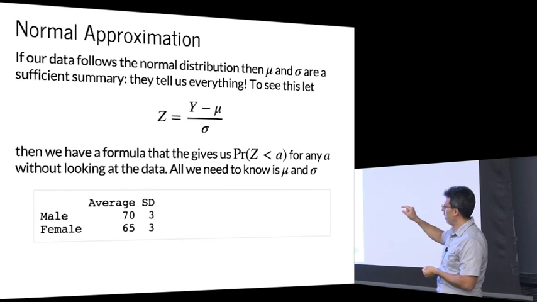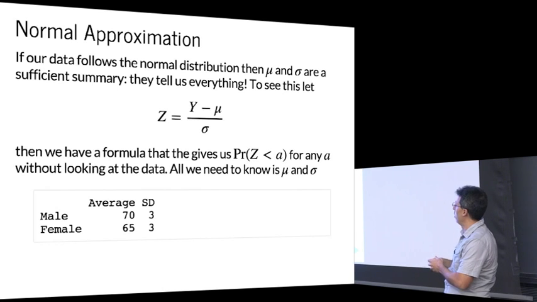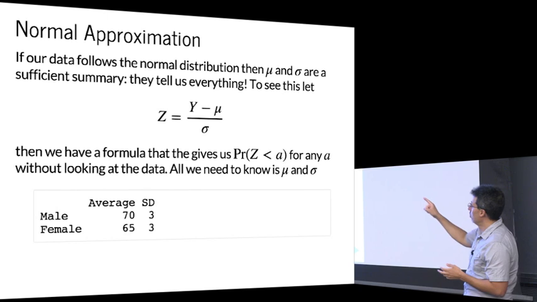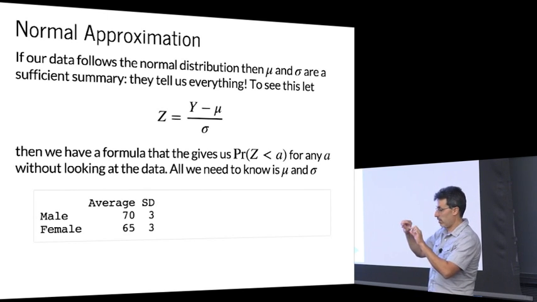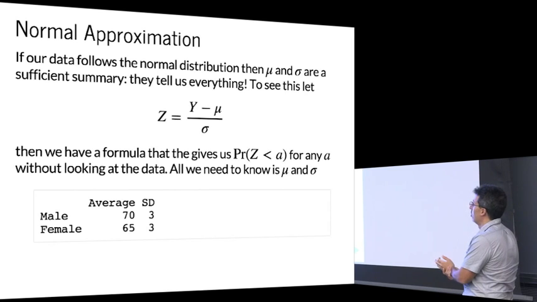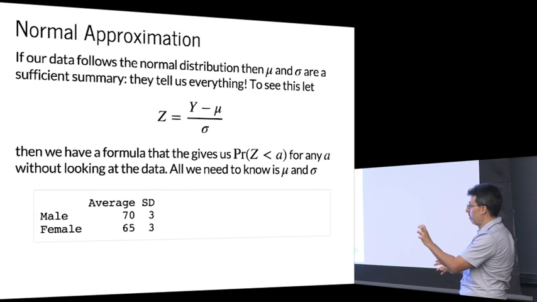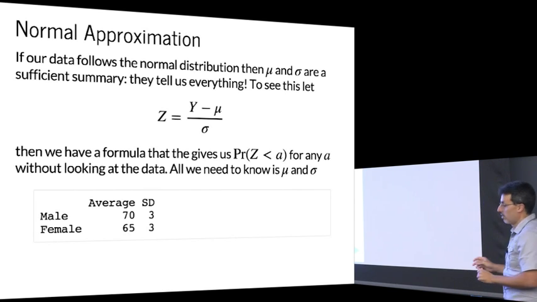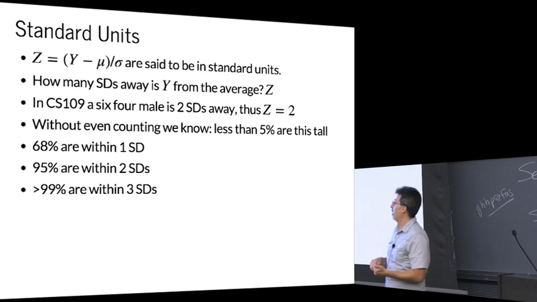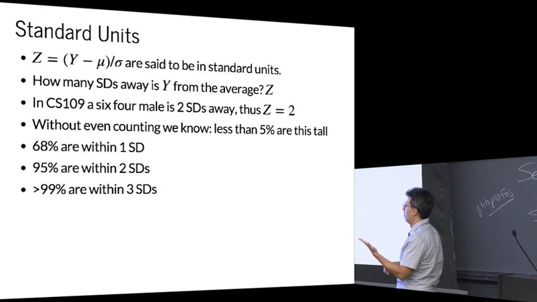So now, for any person, if you want to know how many people are of a certain height or taller or shorter, all you have to do is compute what is called the standard units of that quantity. You subtract the average, you divide by the standard deviation, and basically what you're doing is turning it into a number that answers the question: how many standard deviations away is this data point from the average? That's what this Z is.